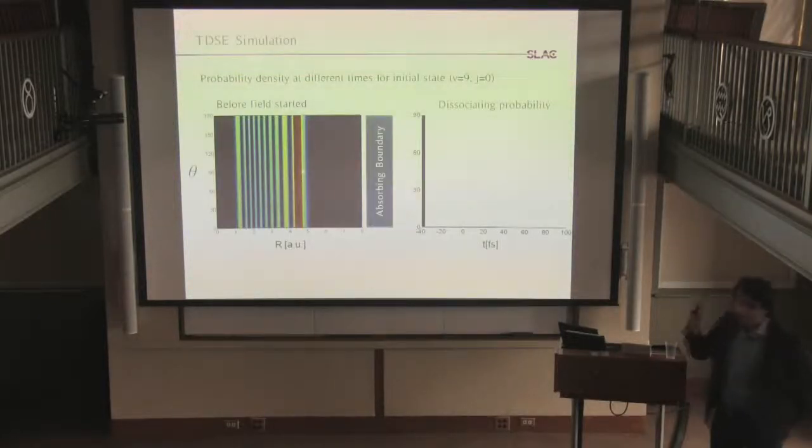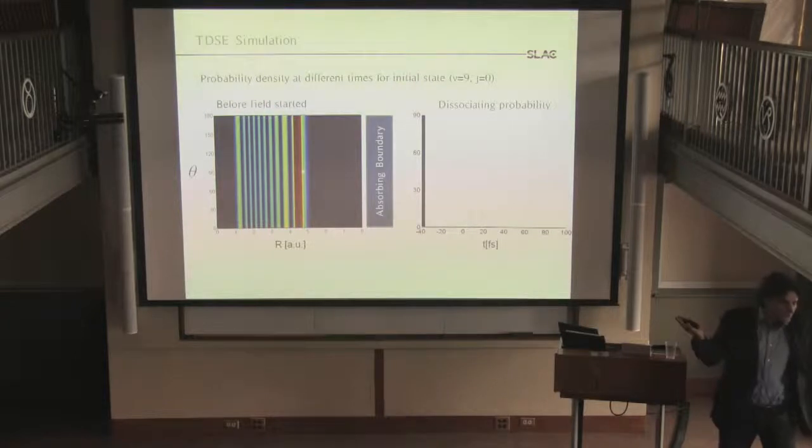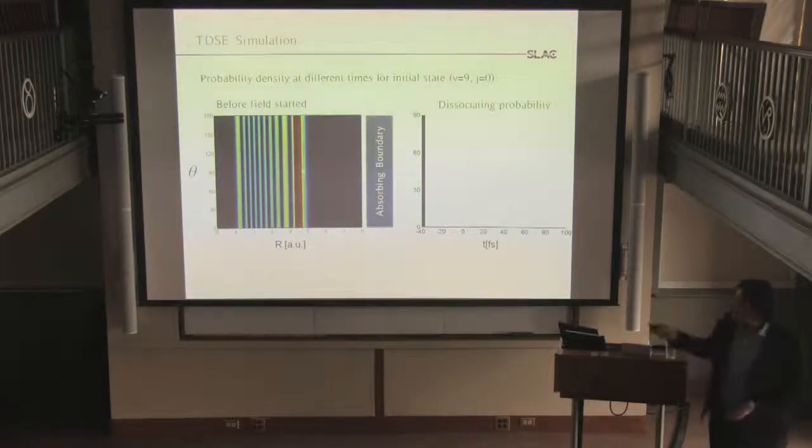So, okay, we solved it. We tried to simulate this. This is a time-dependent Schrödinger equation simulation that represents a molecule in the 9th vibration level as an eigenstate. This is how we start. J0, super cold. We don't have this in reality, but it's easy to understand and solve. And this is how it looks.